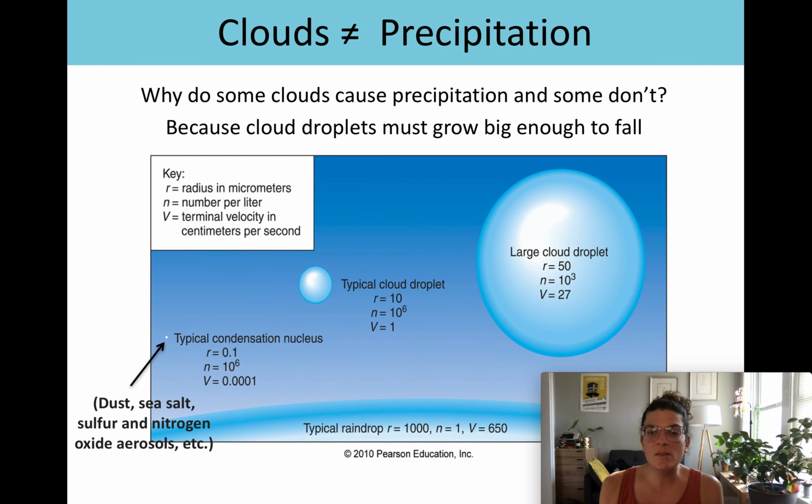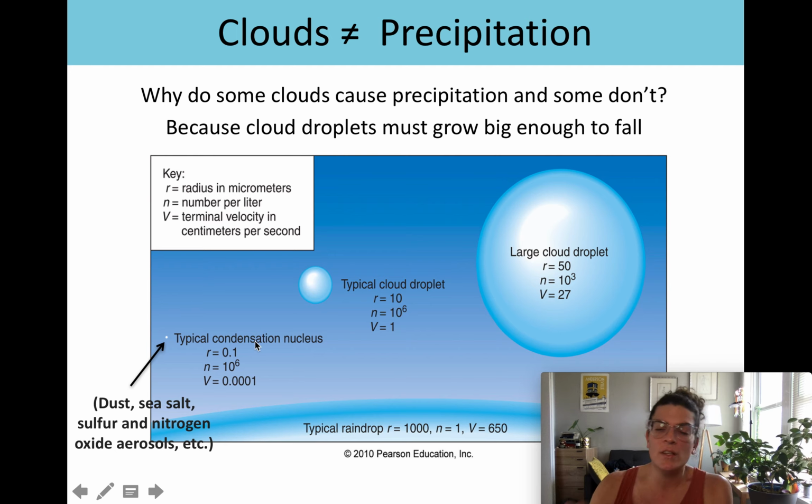So clouds obviously rain. That's an important feature of clouds. But not all clouds rain. The only clouds that rain are the ones where there are droplets in that cloud that are large enough to fall out. Okay, so a typical cloud droplet is about this size. Obviously, this is not to scale.